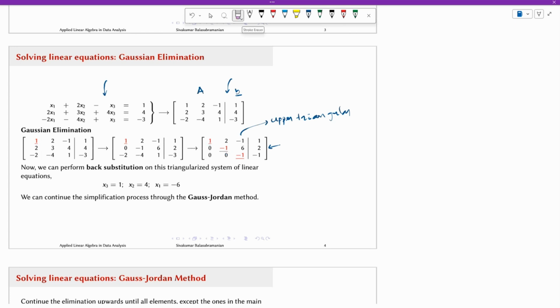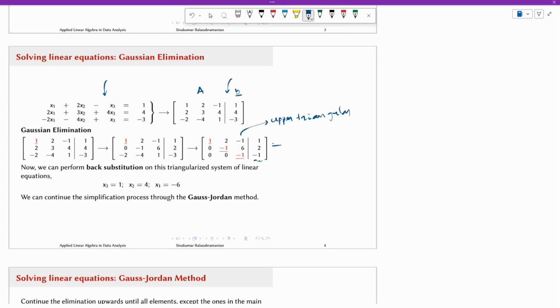Fine. But how do I find the solution? The final goal is the solution, not to convert A into some special form. It turns out that once you get A to an upper triangular form, while simultaneously operating on B, whatever operation you did on A, you do the same operation to B, so that you get a modified B. The solution is easy.